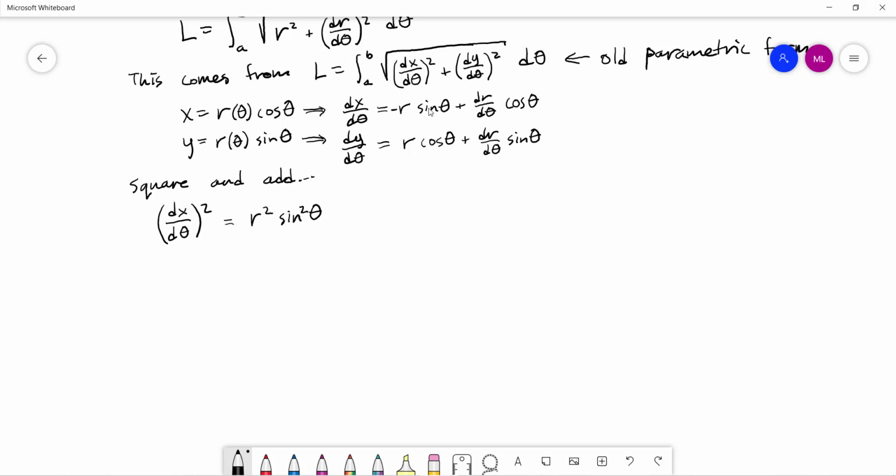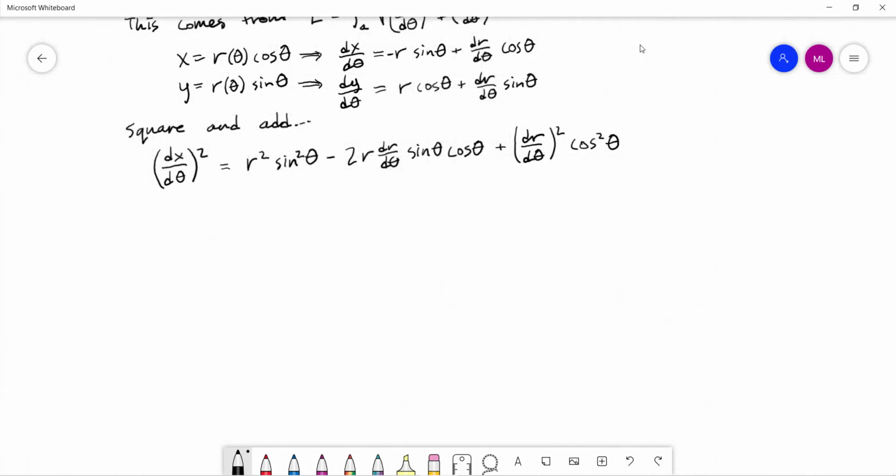Then I will get 2 copies of this times itself. So I will get plus 2, we have that negative r and the dr d theta and a sine of theta and a cosine of theta. And let me switch that sign out in front to make up for the negative sign. So again, that's this times this. We get 2 of them when we FOIL. And then I'll get this times itself. So I'll also get dr d theta squared cosine squared of theta. So that's what this term looks like. What does the dy d theta term look like?